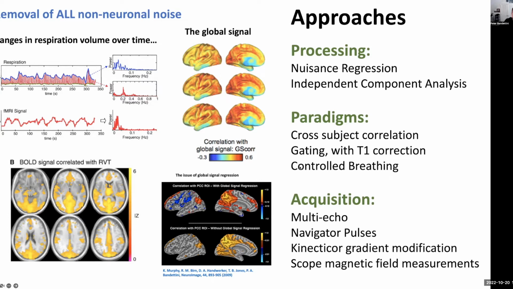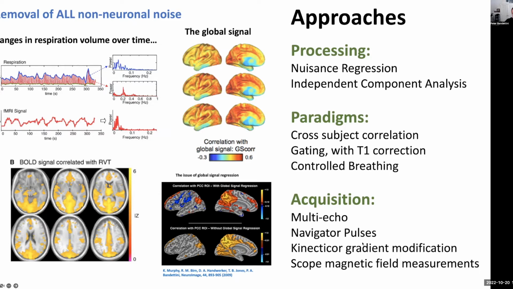You can certainly have controlled breathing as well, with paradigms in which subjects are trained to breathe in a very regular way. On the acquisition side, I'm a proponent of multi-echo acquisition, allowing you to look at the echo time dependence of the signal. Everything that is BOLD should show a percent signal change that increases with echo time, and everything that's not BOLD won't. So it's a really nice way of separating out BOLD from non-BOLD fluctuations, and it helps your signal to noise.